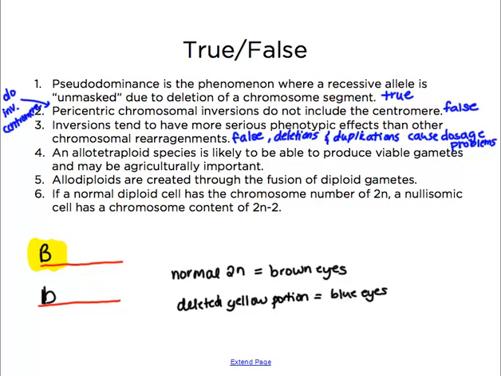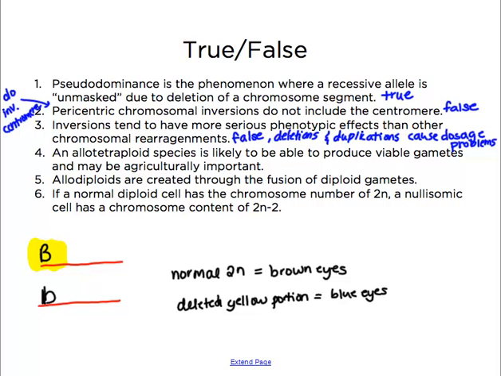So inversions, remember, are where you take a span of 3 genes and flip them around, so that the third gene is now first, the middle stays the same, and the last gene is what was first before. So as long as inversions don't break in between a gene segment, they really don't have that much of an effect because the genes will still be expressed.